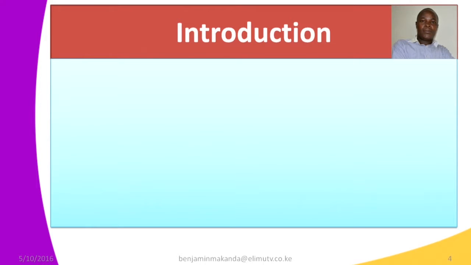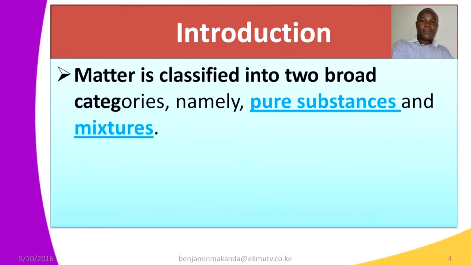So, how do we begin here? Matter is classified into two broad categories, namely pure substances and mixtures. So, we already know what matter is: anything that occupies space and has mass. Now, this matter can be classified into two broad categories, and the categories are pure substances and mixtures. Substances can be pure or they can be made up of different other substances, therefore called mixtures. So, matter is classified into two broad categories, namely pure substances and mixtures.